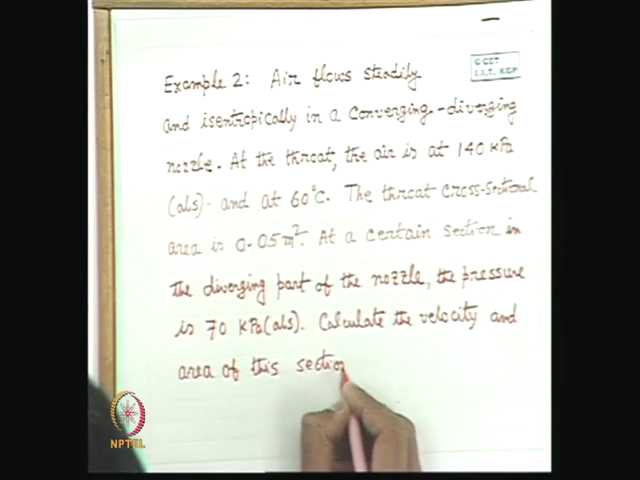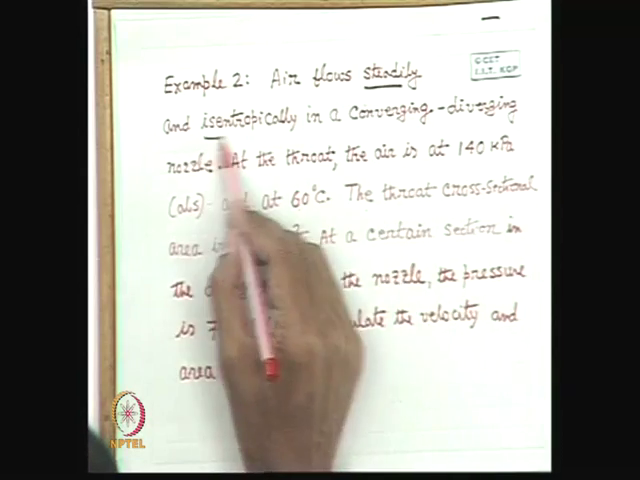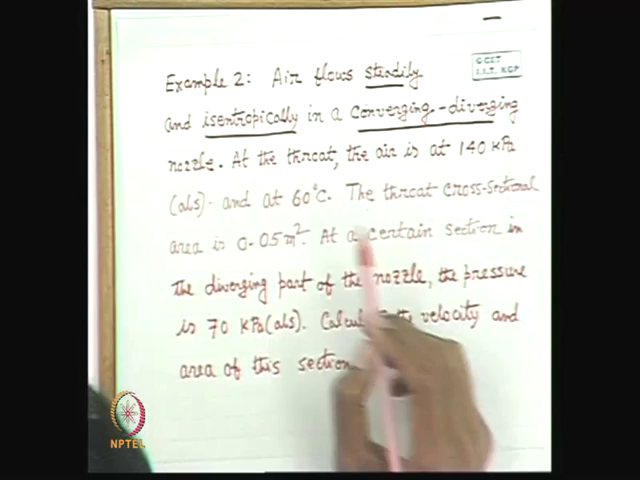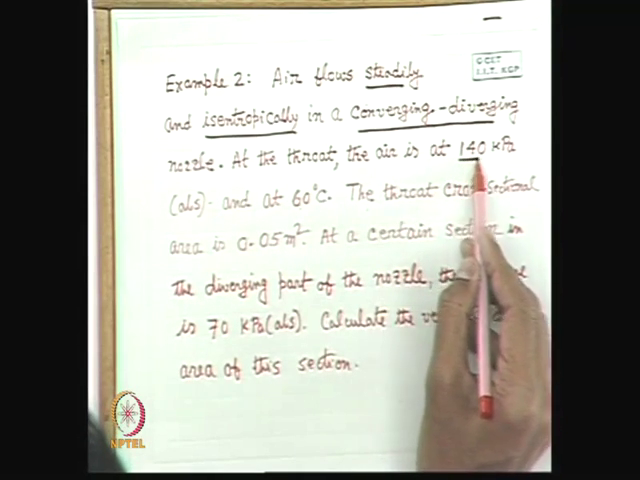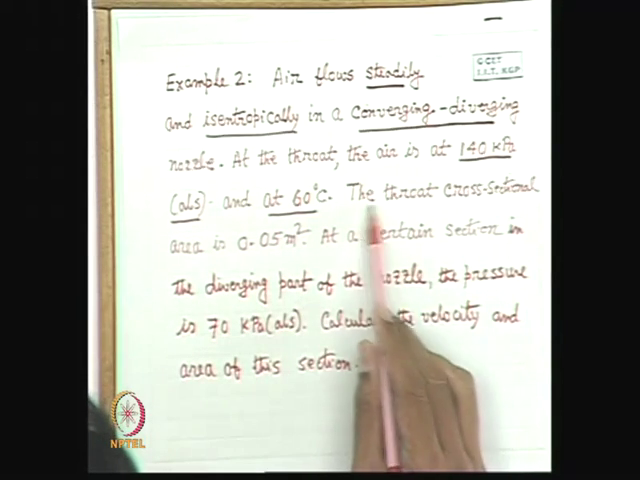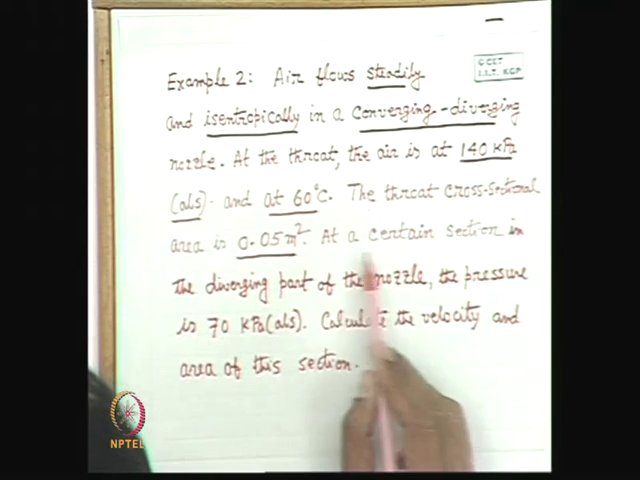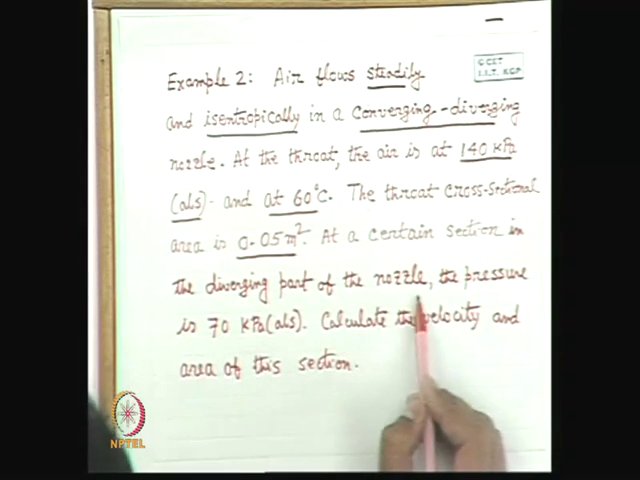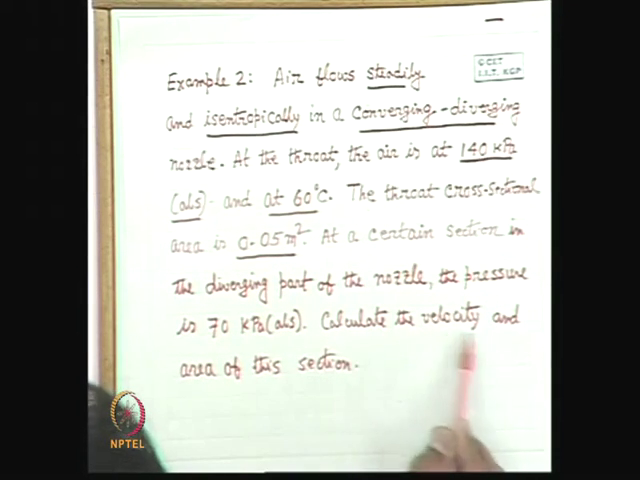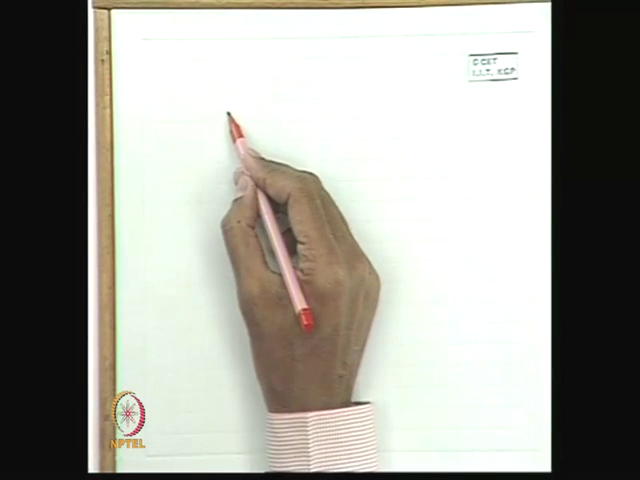Now I repeat this problem again. Air flows steadily and isentropically, a steady and isentropic flow in a converging diverging nozzle. At the throat, air is at 140 kilopascals absolute and 60 degrees Celsius. The throat cross-sectional area is 0.05 meters square. At a certain section in the diverging part of the nozzle, the pressure is 70 kilopascals absolute. Calculate the velocity and area of this section. Now, the tips for this type of problem is like this.